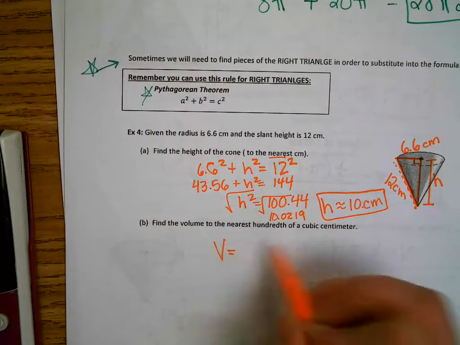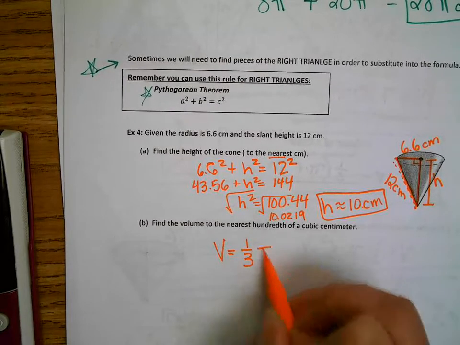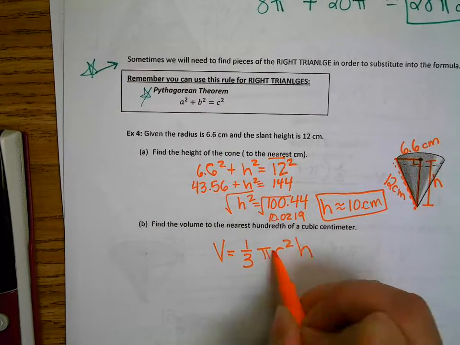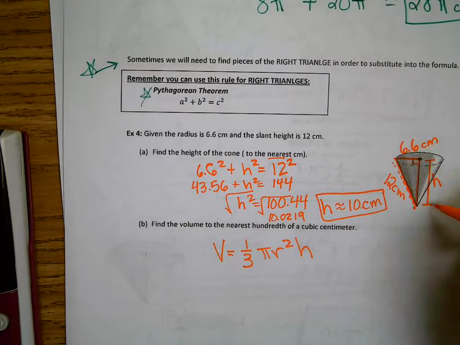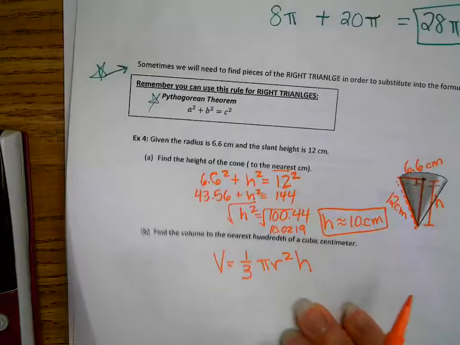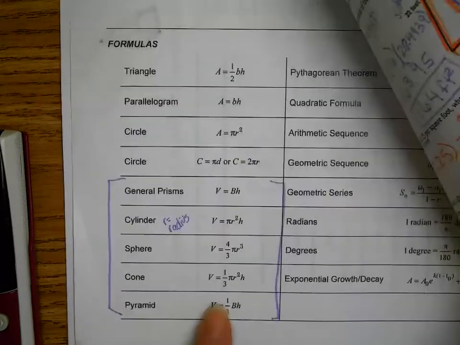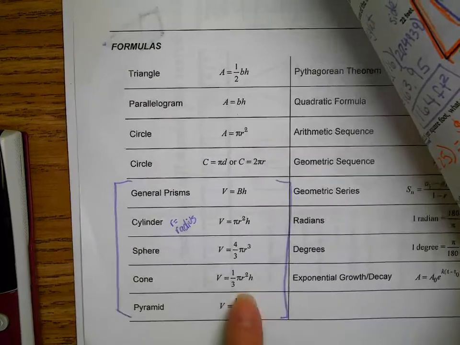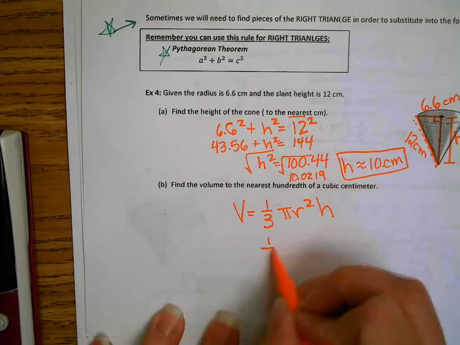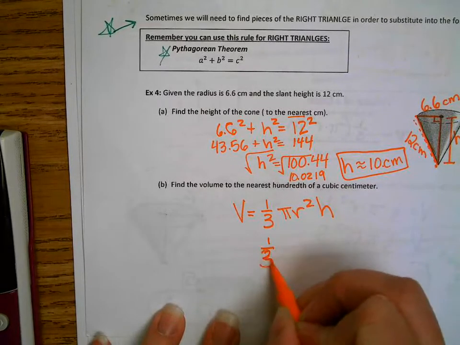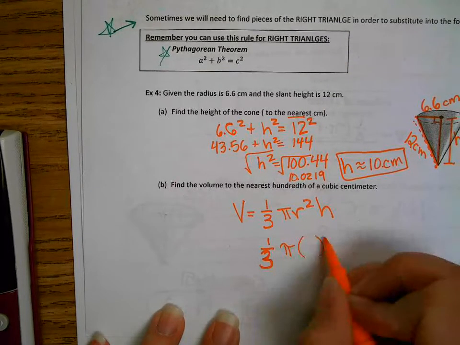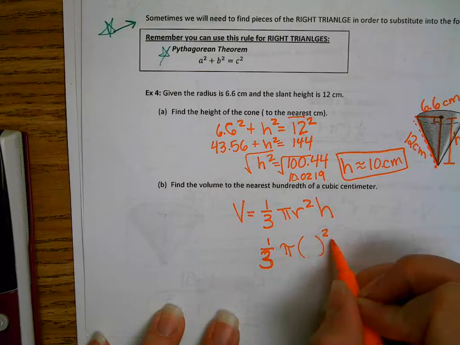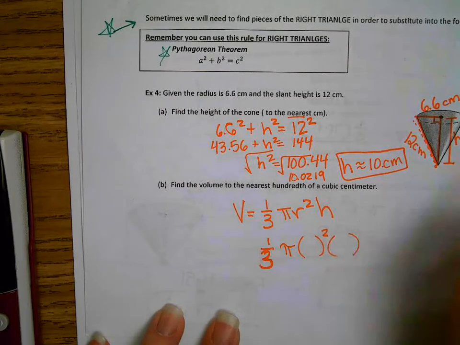So volume, again, equals a third pi r squared h. So again, if you need to go back, reread what you're looking for, again, we have a cone. Go back to your reference sheet if needed. Volume of the cone is a third pi r squared h. That's usually the most confusing thing, some students don't go back and check the reference sheets or double check what sheet they have. So pi r squared times h. So again, my radius was 6.6.